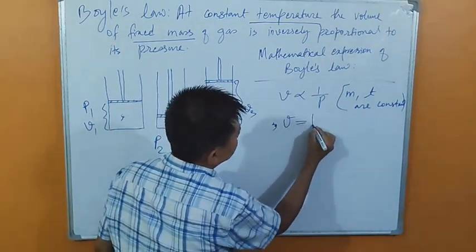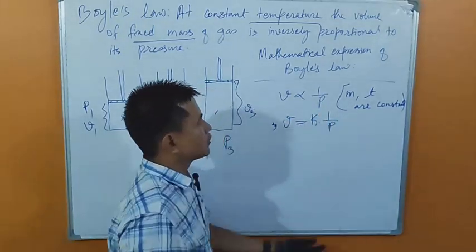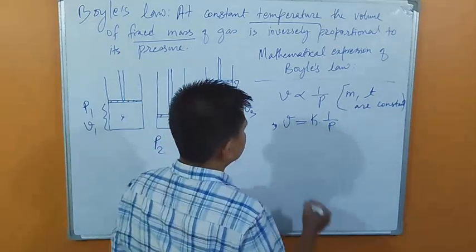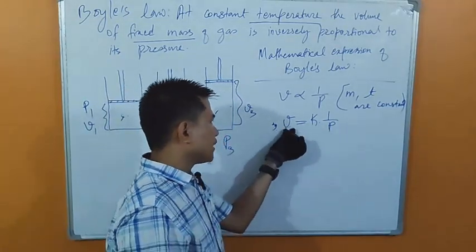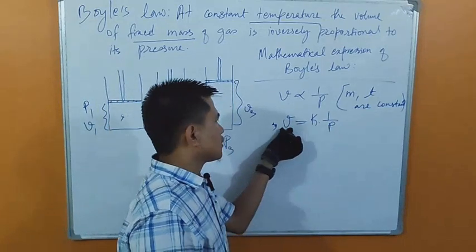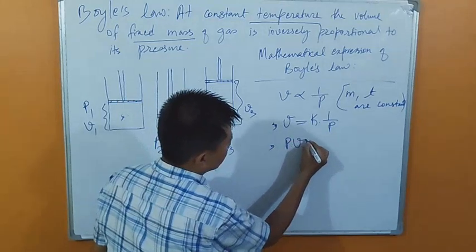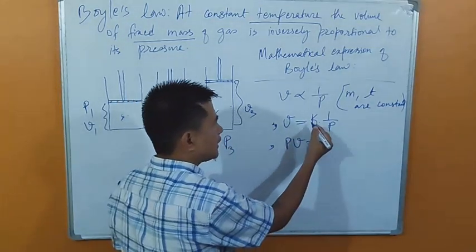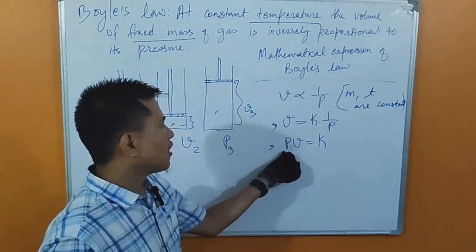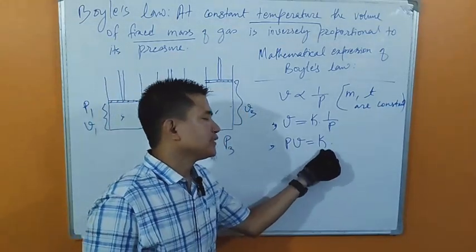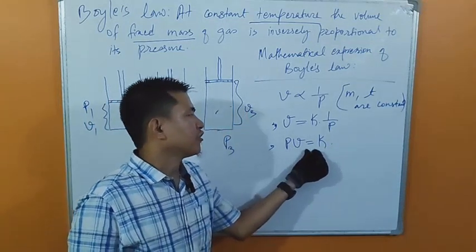V equal to K into 1 upon P. P is in the denominator, so we keep P in the denominator itself. Or now we multiply this P with V, because P is in the denominator, we can cross multiply it. P into V is PV equal to K into 1 is K, which means the product of pressure and volume is constant. K is constant. The product of pressure and volume is constant.